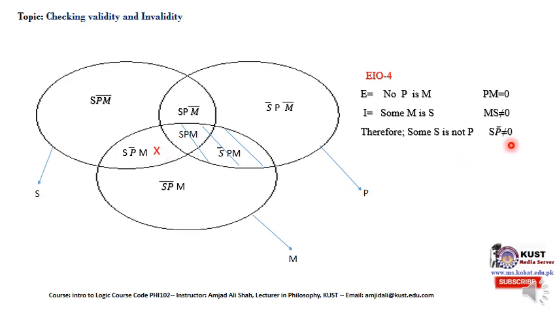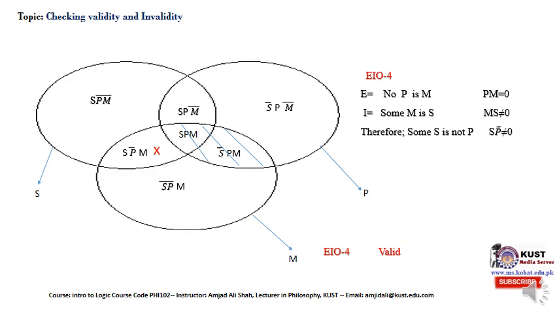Now what does the conclusion say? The conclusion says SP bar is not equal to 0, that there should be X in the class of SP bar. If X is present, we will consider this argument as a valid one. Now let's see. This is SP bar. Here there is no X present, and this is SP bar. So X is present inside this class. So our argument is valid.